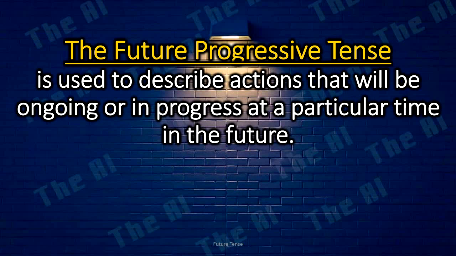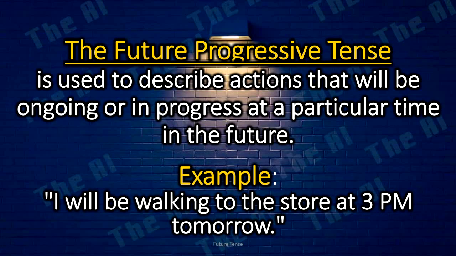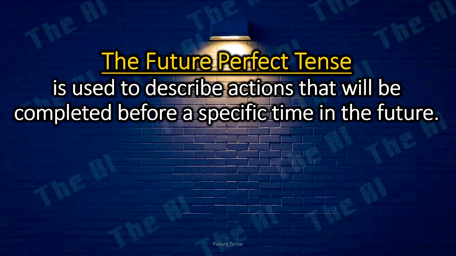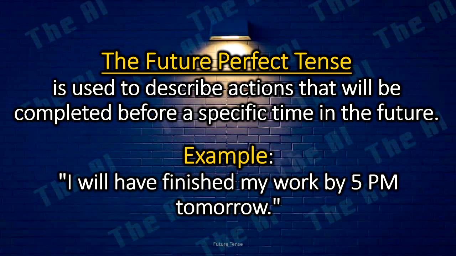The future progressive tense is used to describe actions that will be ongoing or in progress at a particular time in the future. For example, I will be walking to the store at 3 p.m. tomorrow. The future perfect tense is used to describe actions that will be completed before a specific time in the future. For example, I will have finished my work by 5 p.m. tomorrow.